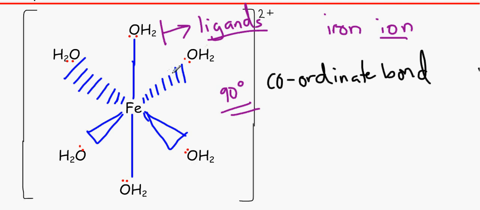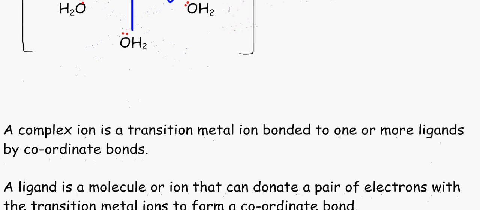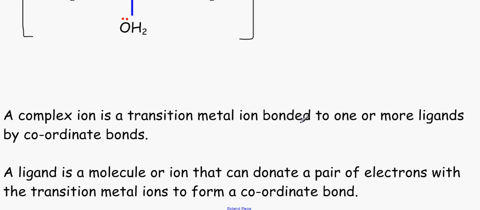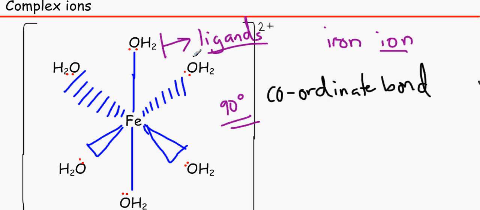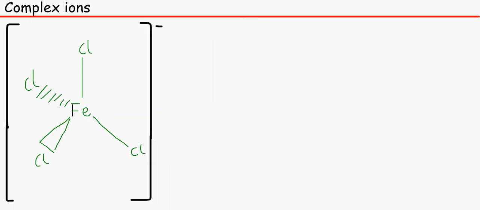So, as we can see here, we've got the central metal ion and we've got the ligands. A complex ion is a transition metal ion which is bonded to one or more ligands by coordinate bonds. And a ligand is a molecule or ion that can donate a lone pair of electrons to transition metal ions to form a coordinate bond. These water molecules have donated only one lone pair of electrons. It can actually change; we can have more than one. But let's not go into that so far.